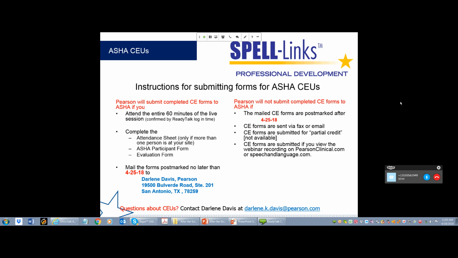You also, of course, have to complete the ASHA participant form and the evaluation form per ASHA guidelines. This is the big date. Everybody write this down. April 25th, a week from today, you have to have your forms in the mail and postmarked to the address you see on the screen, Darlene's address at our San Antonio office, 4/25/18. Those are the dates. So we can't submit if we don't have those postmarked by that date. If you send your CE forms by fax or email, we can't take them. ASHA won't allow that. Partial credit CE forms are also not available. So please follow all the directions to get your ASHA CEUs. I know that's important to everybody. So April 25th, postmark date.